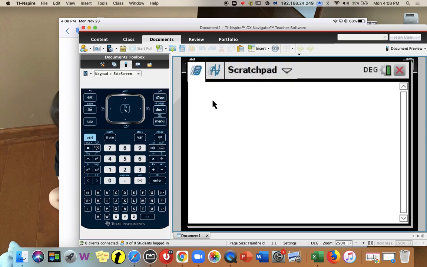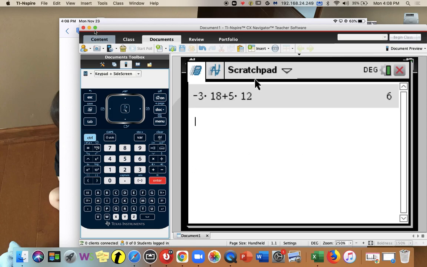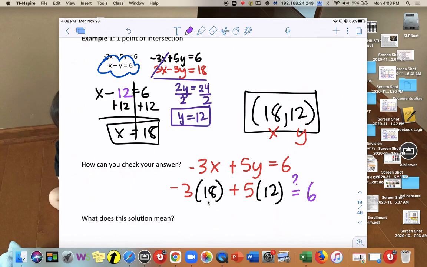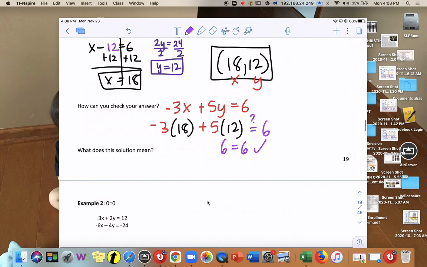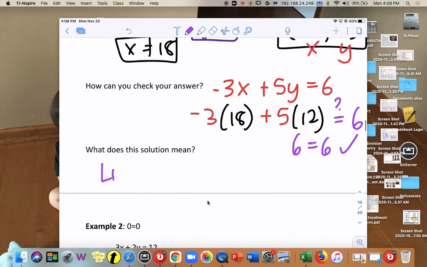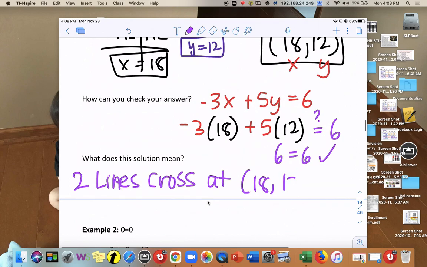Okay, so I'm just going to type in, and it was negative 3 times 18 plus 5 times 12, and I should get 6, and I do. So you can check your answer by just making sure that when you plug in, both sides are equal. So all these you can self-check, and yes, we get 6 equals 6, so it's right. So again, what does this solution mean? It means that the 2 lines cross at the point 18, 12.